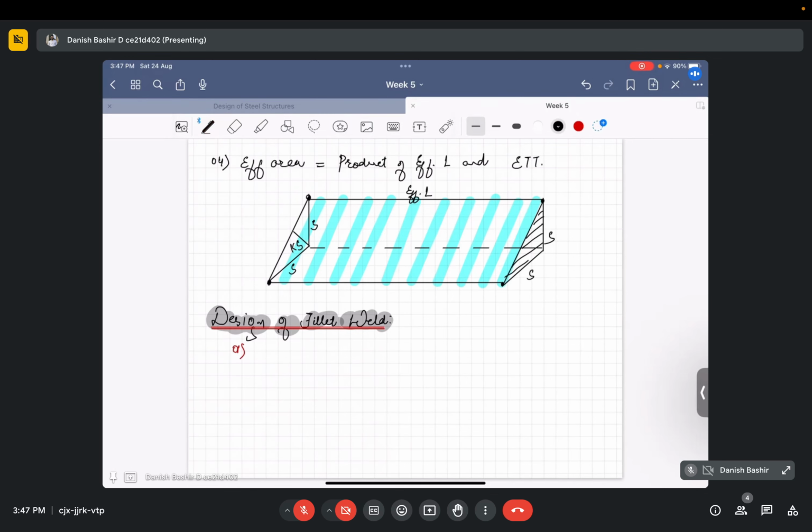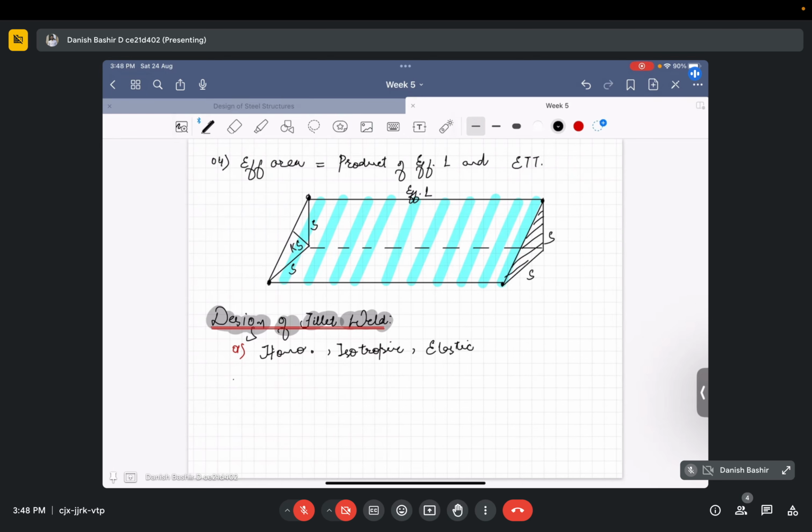The first assumption that we made in the analysis is that the welding material and the parts that are being connected are homogeneous, isotropic, and elastic elements. Okay, this is important. Homogeneous, isotropic, both the weld material and the members to be connected, and elastic materials.